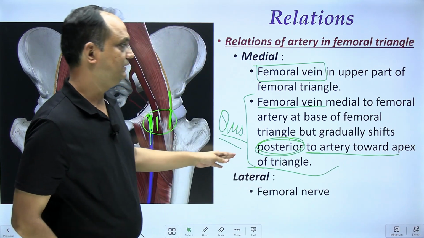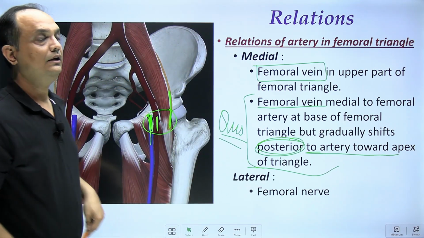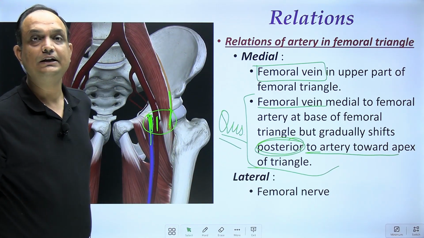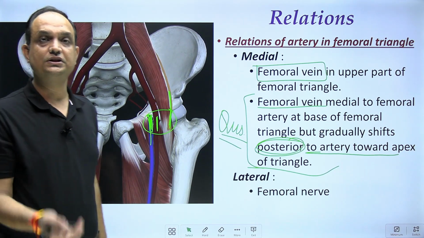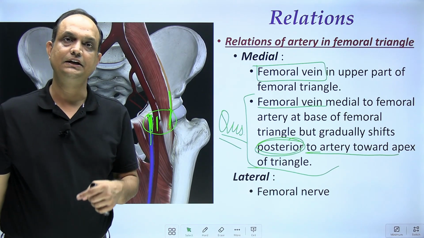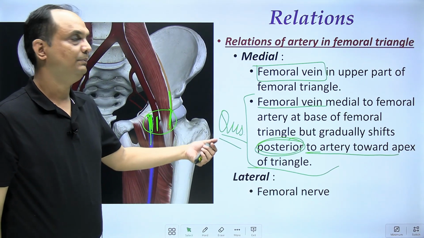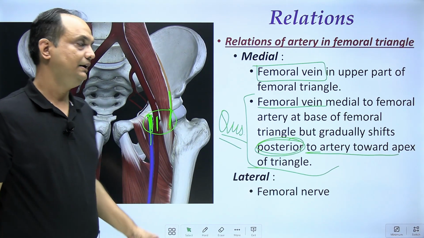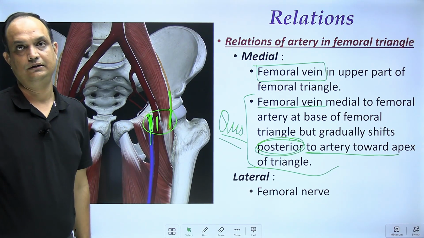So this is an important thing to understand, that this has been asked so many times: what is the change in the relation? In the lower part of the thigh, the artery is anterior to the vein, but in the upper part of the thigh, the artery is lateral to the vein. Clear?